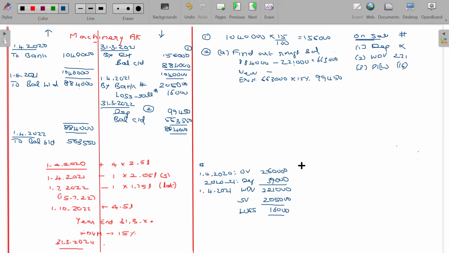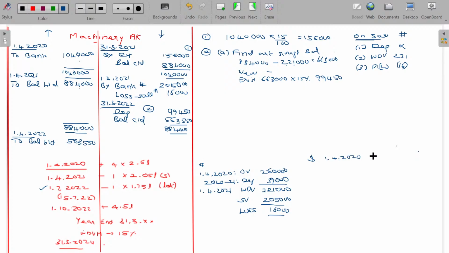Now for the second year, I am going to use another calculation here. I may use the dollar symbol for this. On 1/7/2022, one of the existing assets met with an accident and was lost. As we had already insured it, we now get the compensation. The compensation we receive is 1,75,000 on 15th July. So for that, let's see.